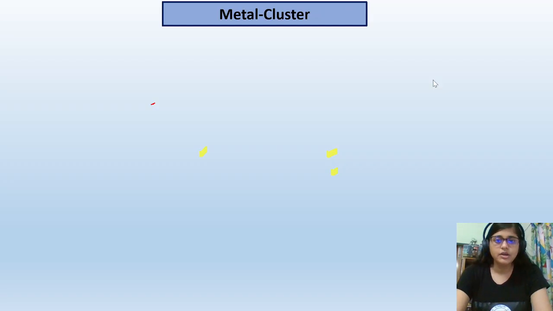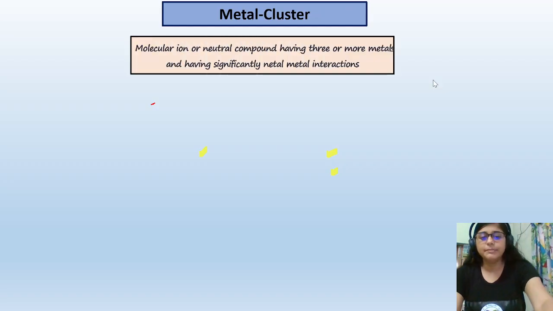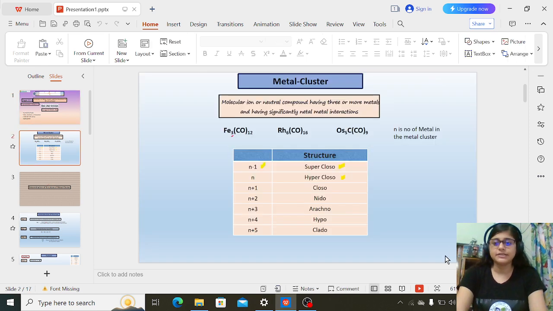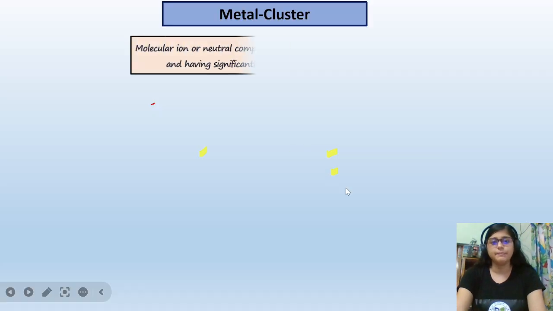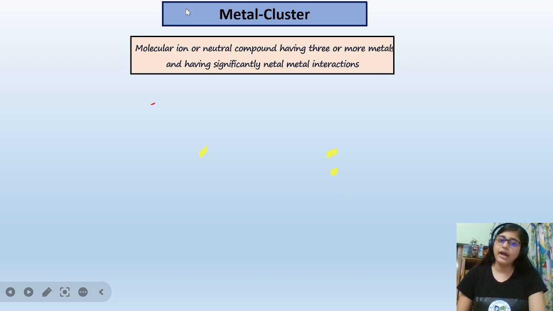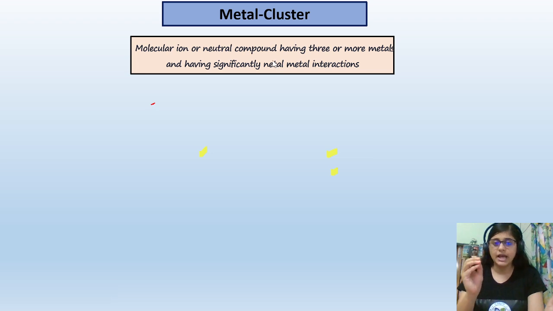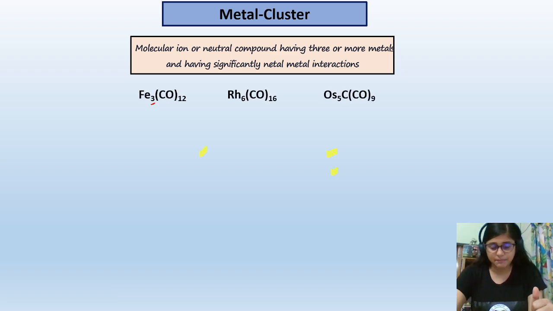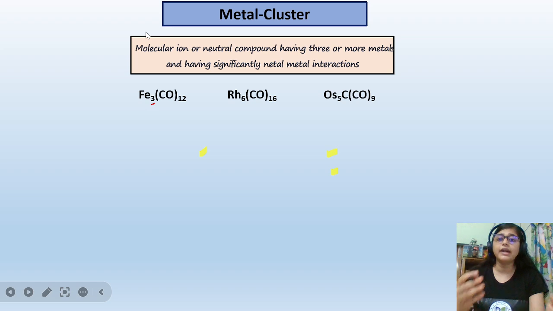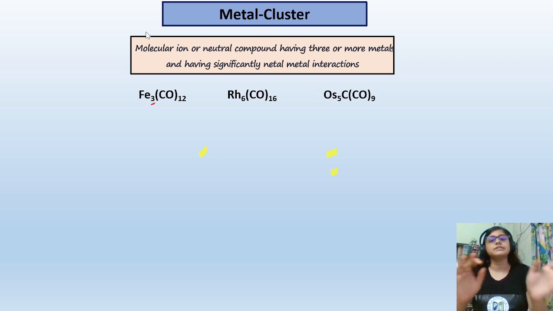Okay. So now the metal cluster. What is actually a metal cluster? That we have to know. A molecular ion or neutral compound having three or more metals and having significant metal-metal interaction. From this definition, or these examples, questions will not come. But we have to have an idea about what we are learning, right? That's why I have incorporated these parts in the PPT.